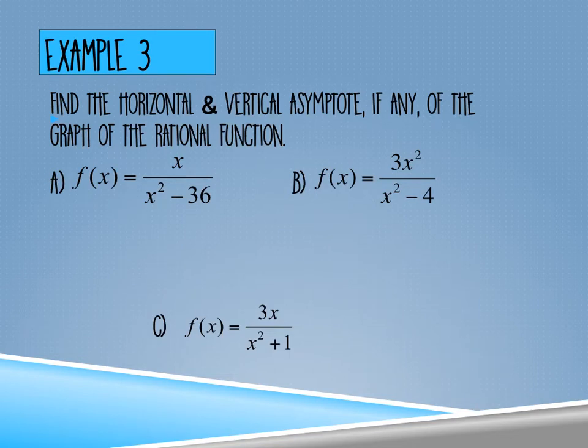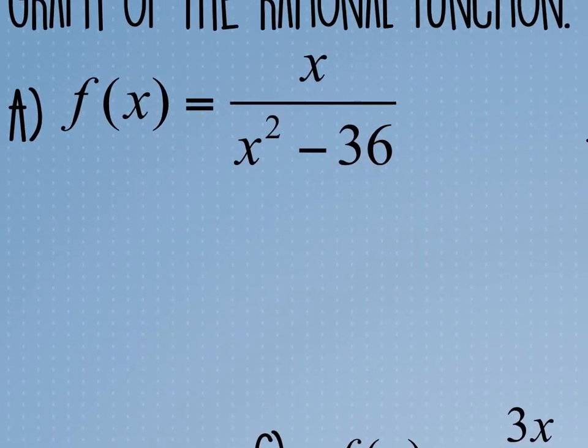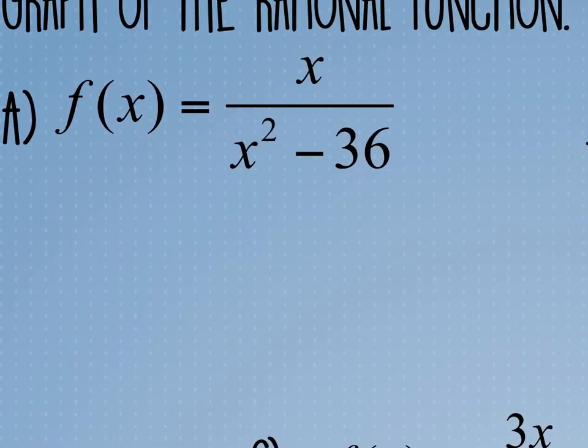All right, so let's look at these. Find the horizontal and vertical asymptote, if any, of the graph of the rational function. So I'll work through the first one with you, and then I'll let you do the other ones. So vertical asymptote comes from my denominator, right? Set this equal to 0, and I get x equals 6 and negative 6. Those are your vertical asymptotes.